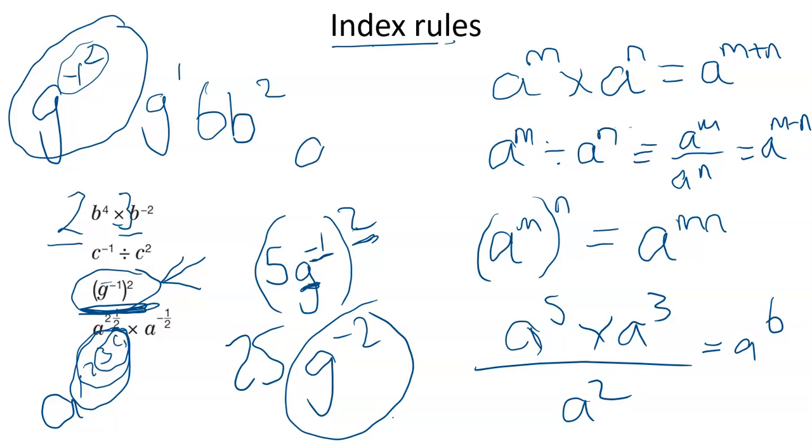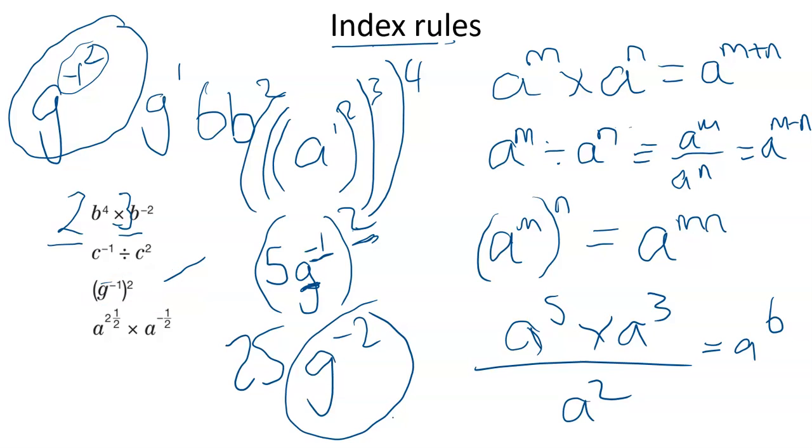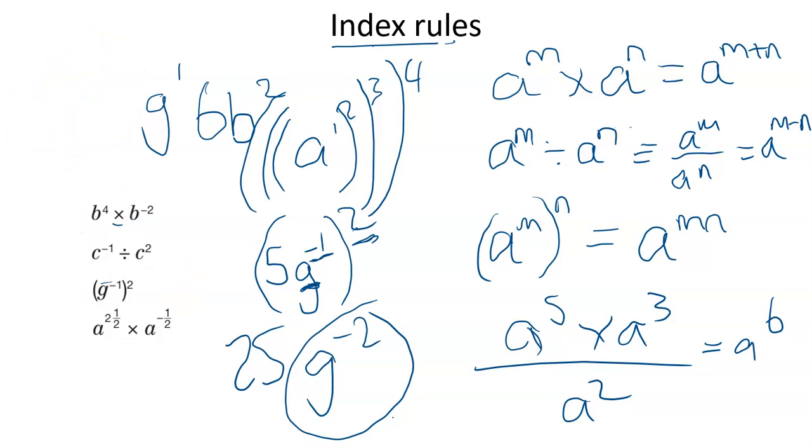So if it was a to the 1, then squared, then cubed, then to the 4, then this is going to be a to the power of 1 times 2 times 3 times 4, which is a much smaller number than doing each power working down. So just be careful with using brackets. If you're writing things out, make sure you put in the brackets if you need to.